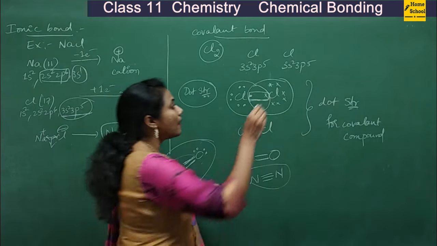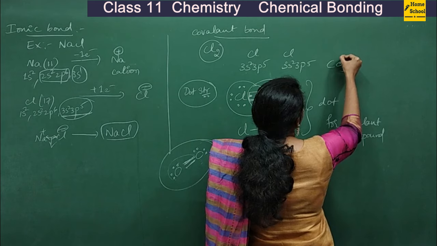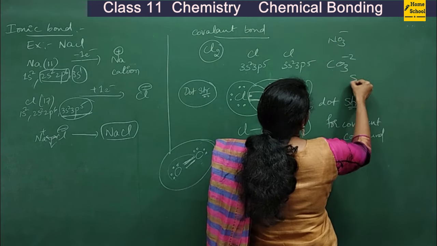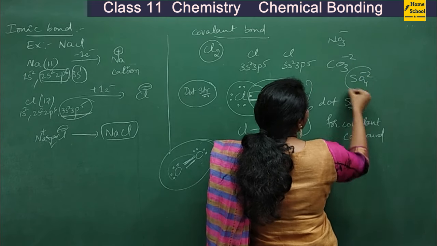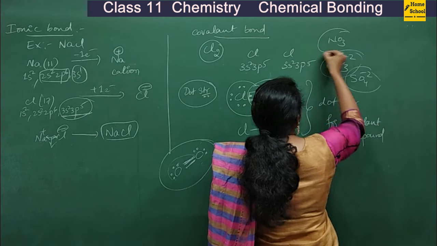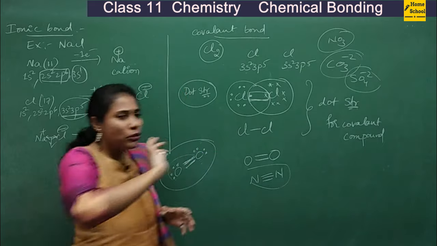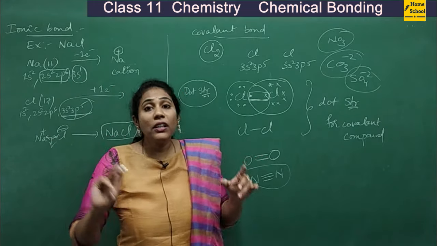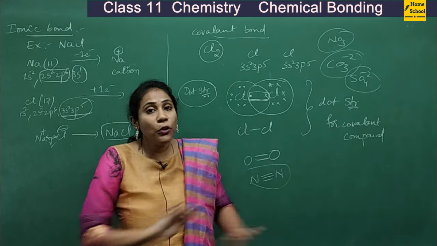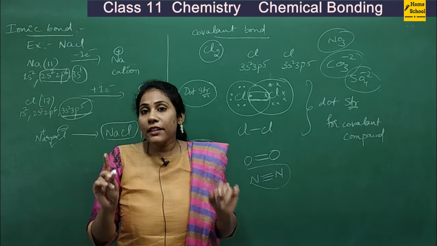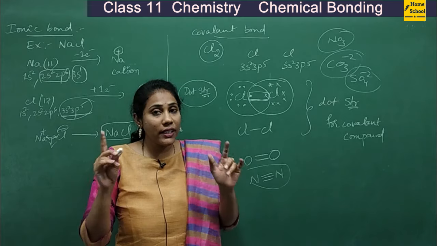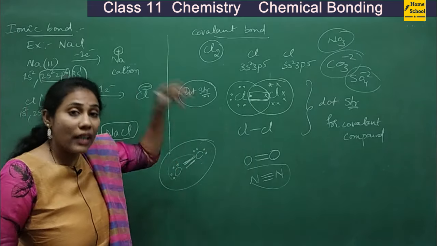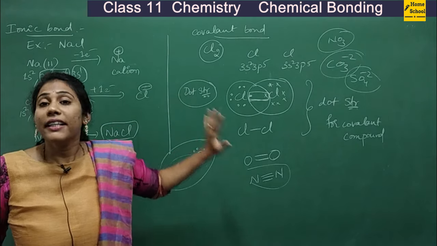But if it is a compound like CO3 2-, NO3-, or SO4 2-, they will ask you to write the dot structures for these compounds. Then many of the students find it difficult. But if you learn the trick, it is no longer a difficult topic. So listen to the trick carefully. What is the trick we are learning? A trick to write the dot structures easily.